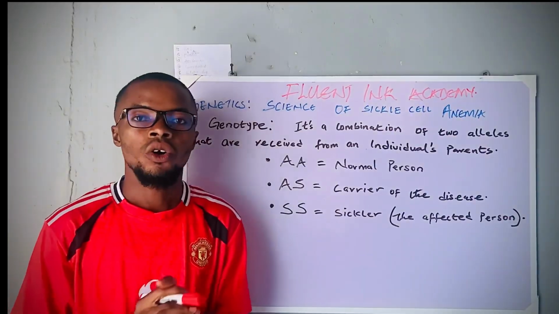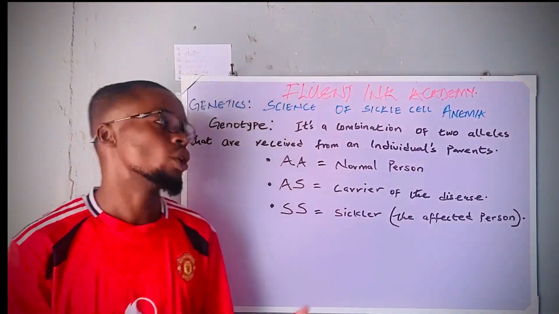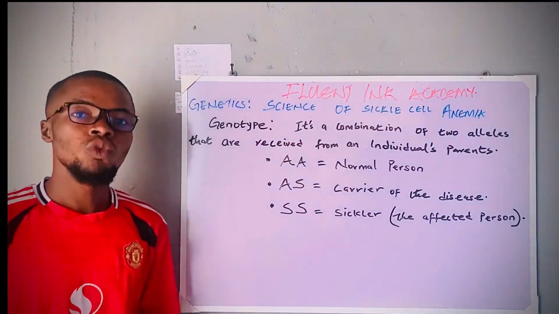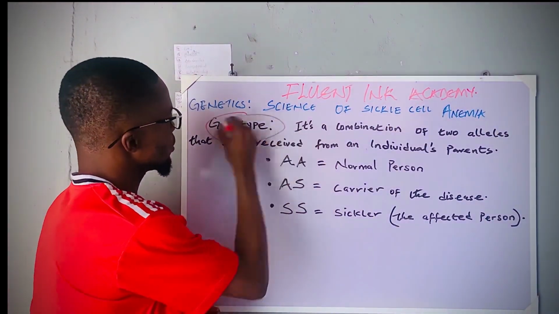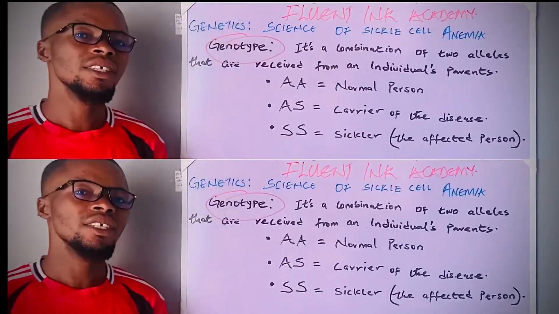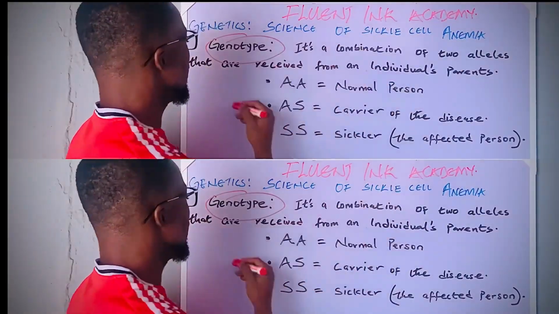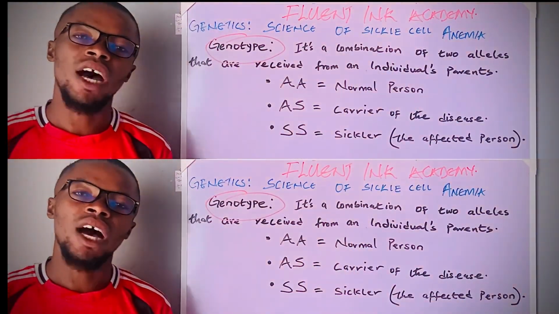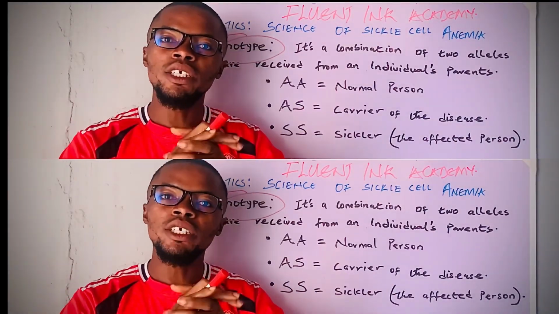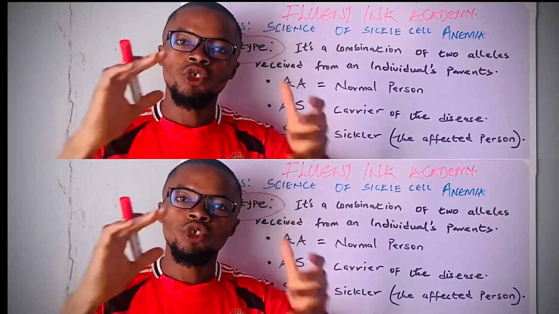expressed. Alright, back to our last video, we discussed the concept of sickle cell anemia. So today we will dive further into it, where we will discuss genotype. You often hear about this term, genotype. What is genotype? Genotype is a combination of two alleles that are received from an individual's parents. Now, what this means is that the genotype is a combination of the parts that you receive from your father and your mother. Join them together.